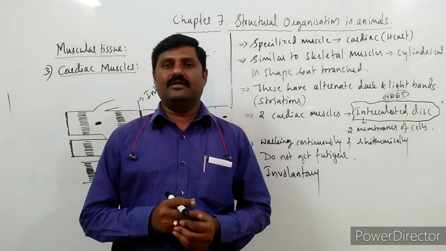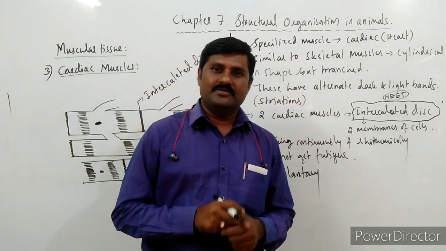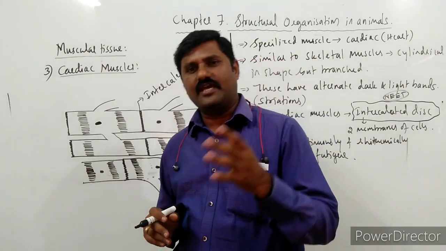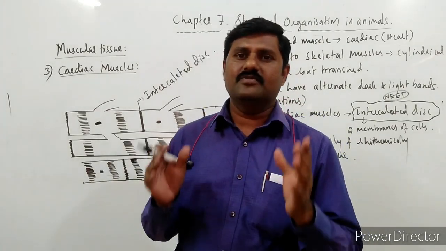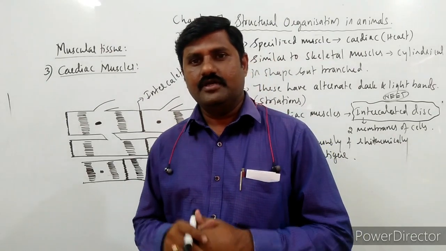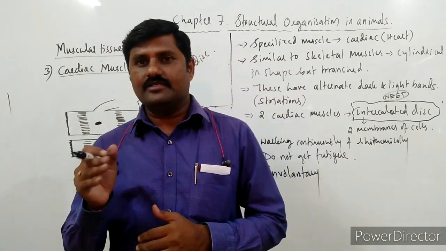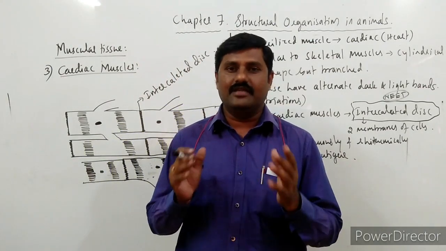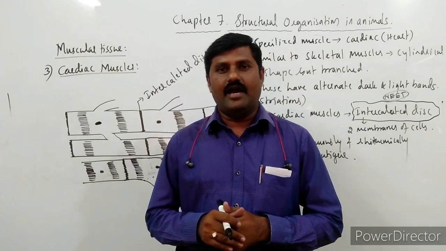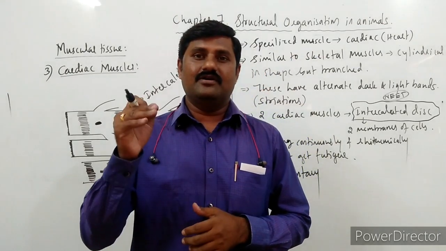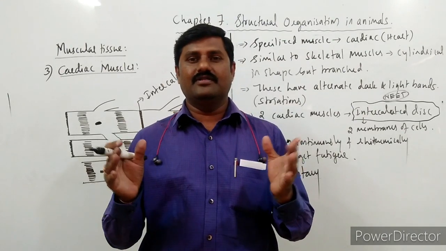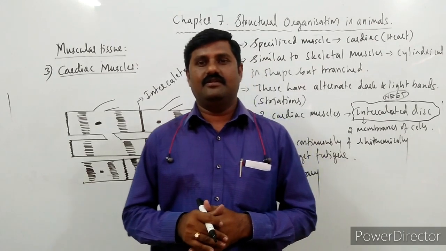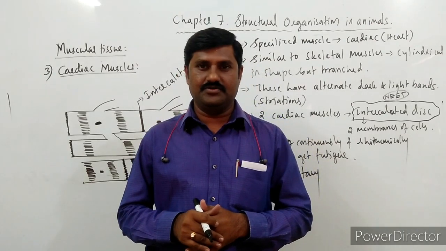So these are the important characteristic features of cardiac muscles. By this we finished one more type of animal tissue, that is muscular tissue. Muscular tissue is meant especially for what? It is meant especially for elasticity, contractility, as well as relaxation, right? All these are the important features of different kinds of muscle fibers or muscular tissues. Thank you.